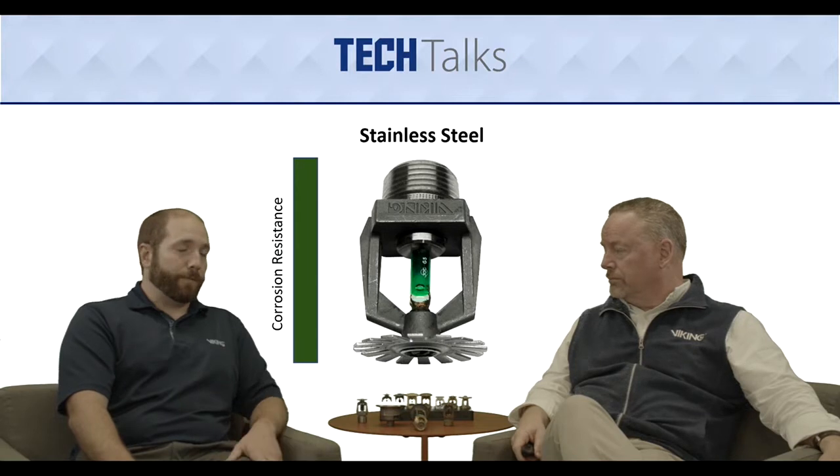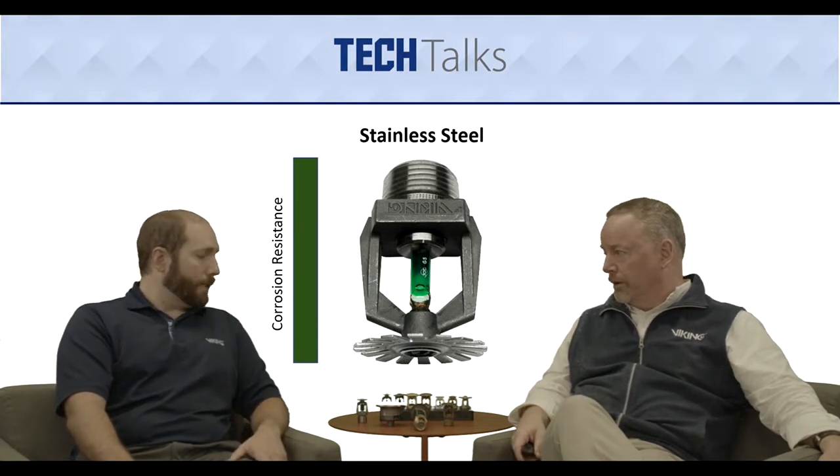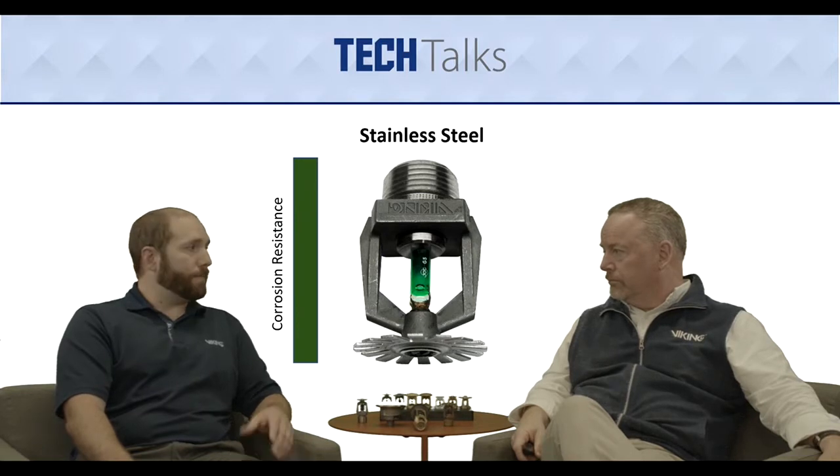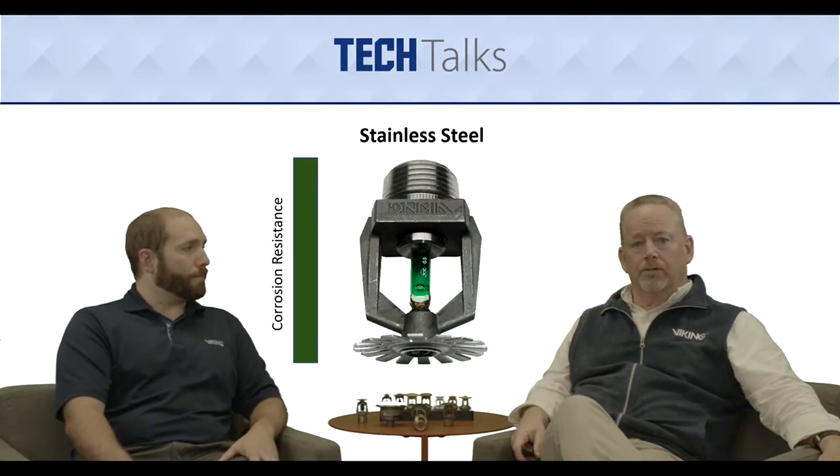So we're looking at a fully stainless steel sprinkler. They're 316 stainless. And I believe the pip cap is Monel, which is a type of stainless as well. So yeah, it's fully corrosion resistant material to make the sprinkler. Wow, so that is the most resistant then.